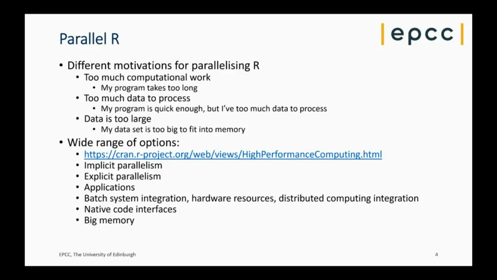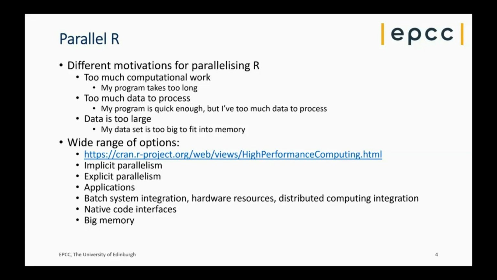I've got too much data to process, but my individual program is quick, and we've already seen how we can tackle those kinds of issues, and just running multiple copies of R at the same time will work. But the other classic one is my data is too large, so I've got more data than I can fit in the memory of a single computer. I need to parallelize across that.